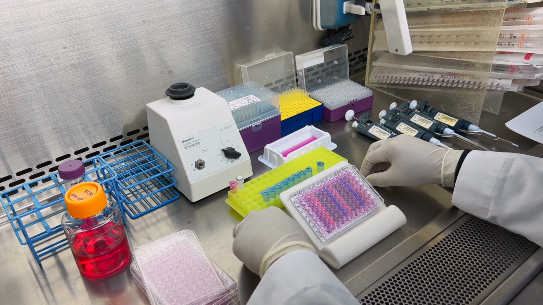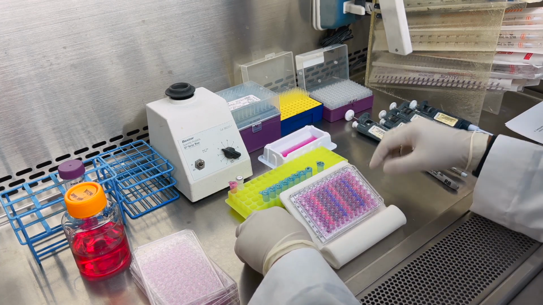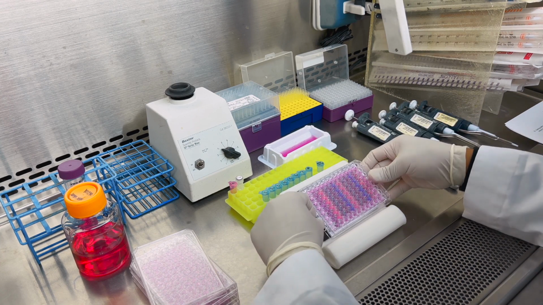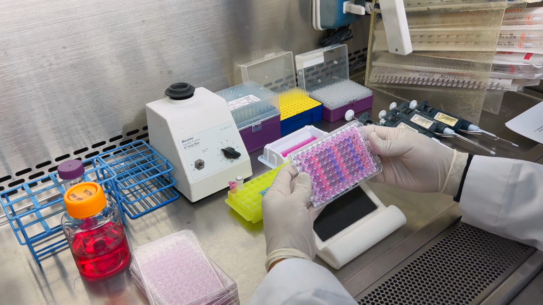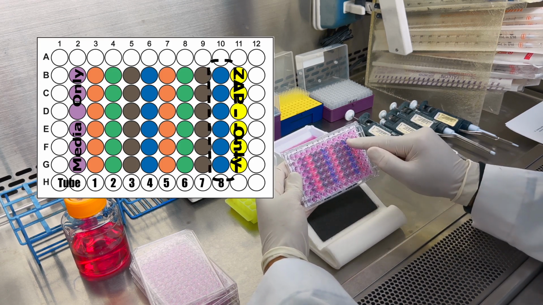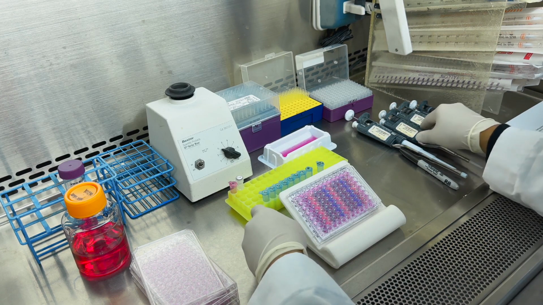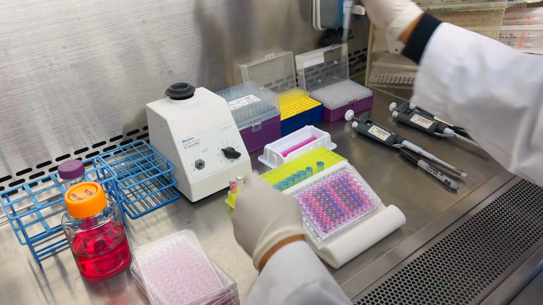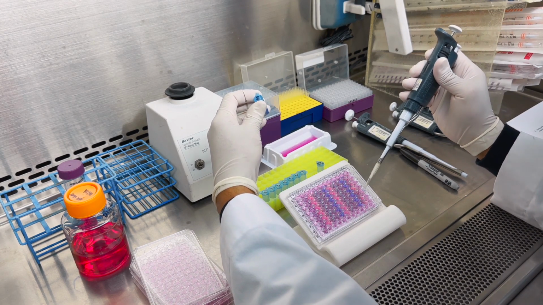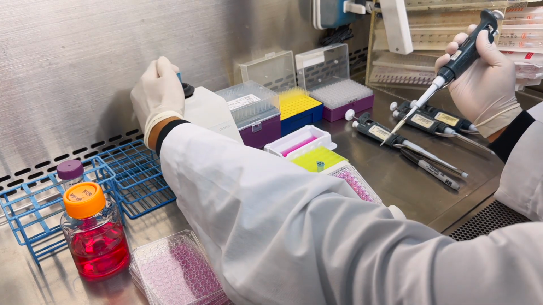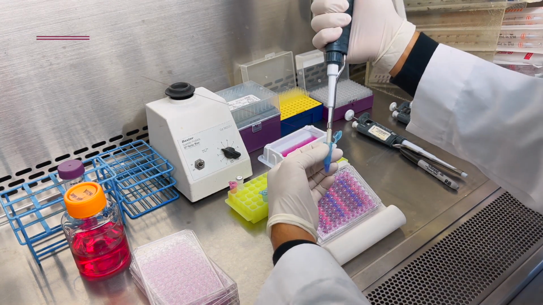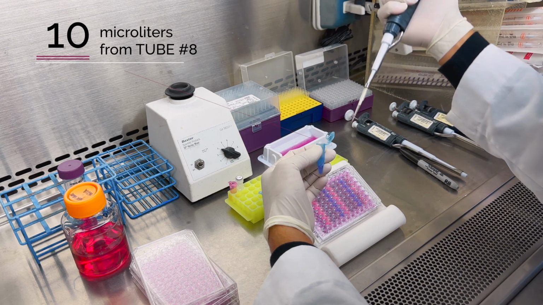Now it's time to add our sample dilutions to the plate. We will begin with tube number 8. If we look at the template, we see that tube number 8 will actually go into column number 10. We will transfer 10 microliters from tube number 8 into each well in column number 10. First, vortex briefly. Then begin adding 10 microliters to each well.